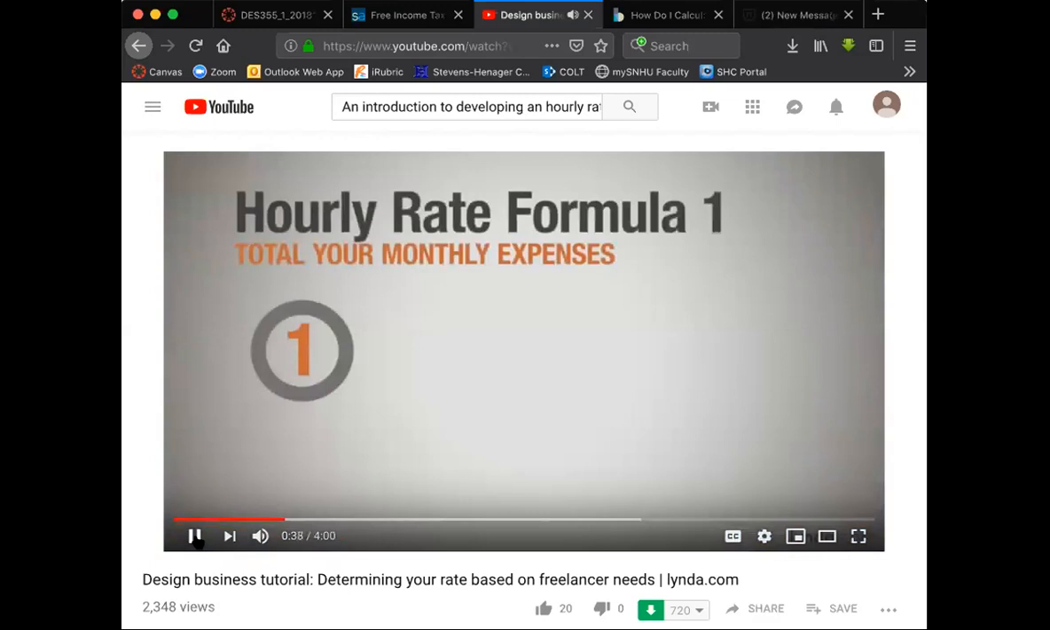Step 1. Total your monthly expenses. Include all your expenses from rent to food to insurance to entertainment. This is your personal operating cost.